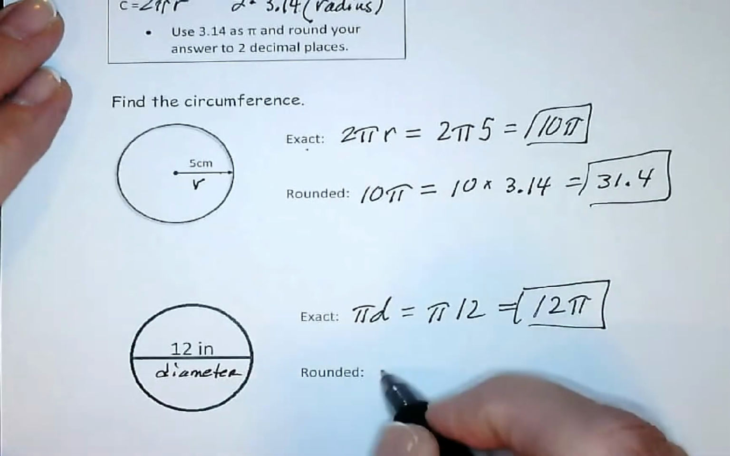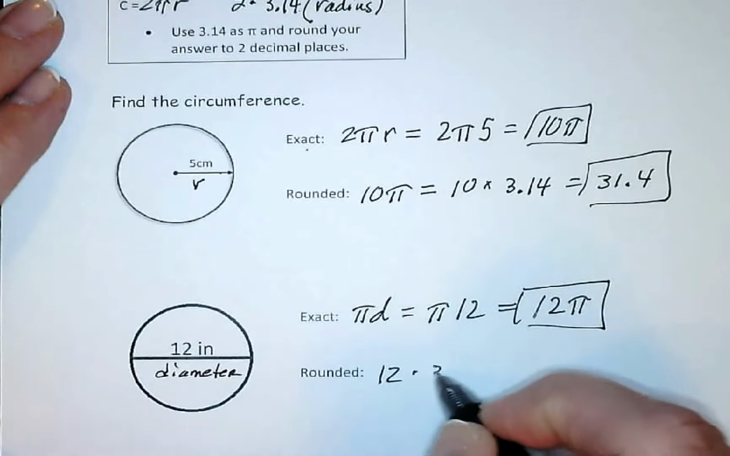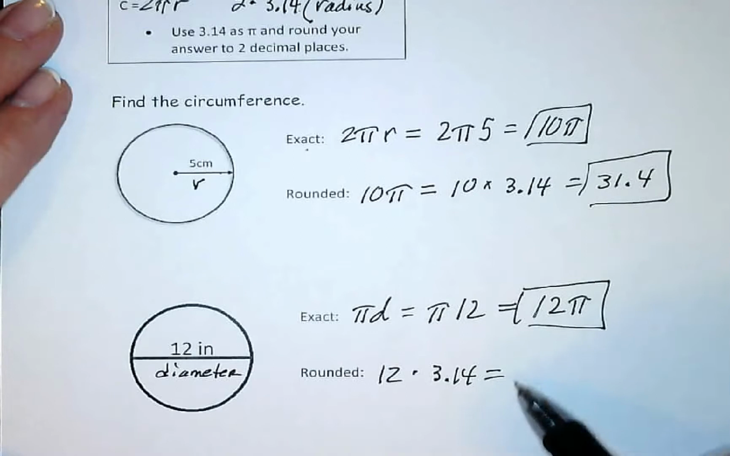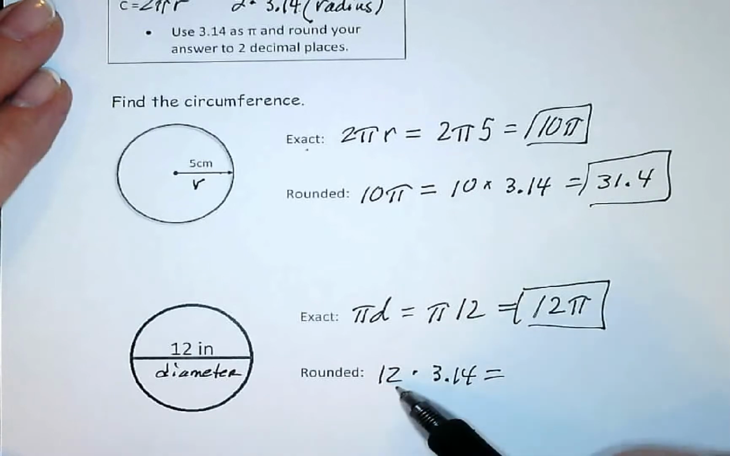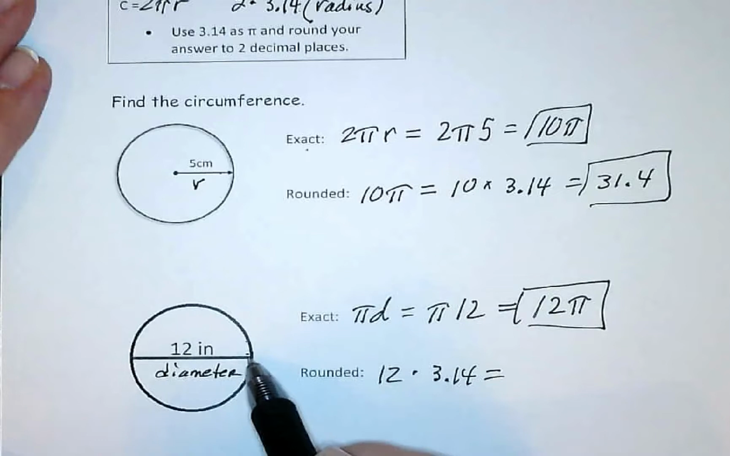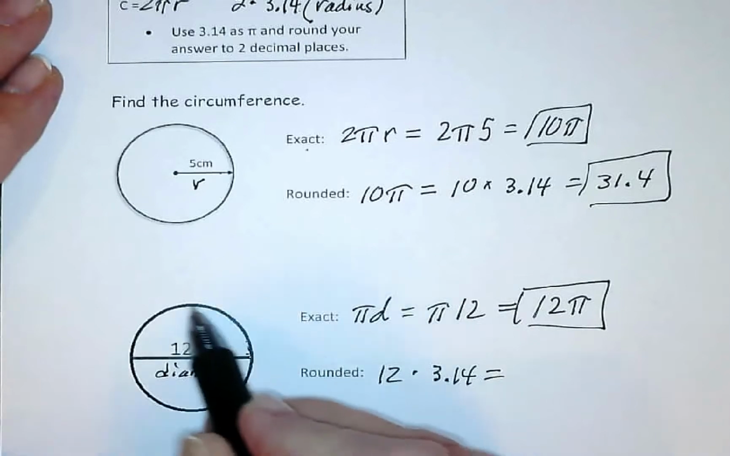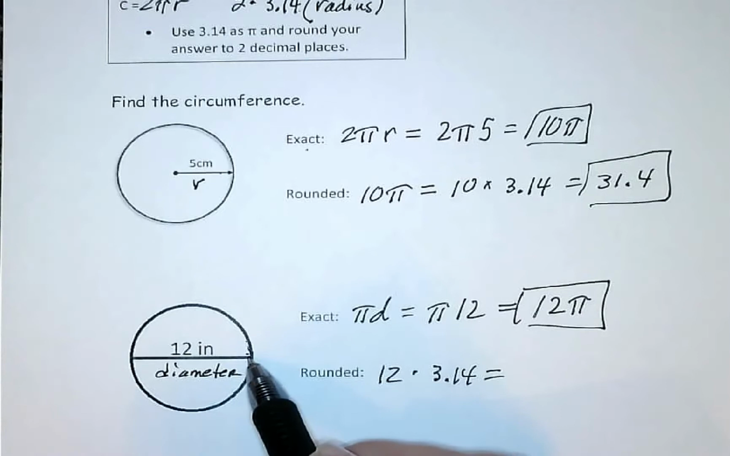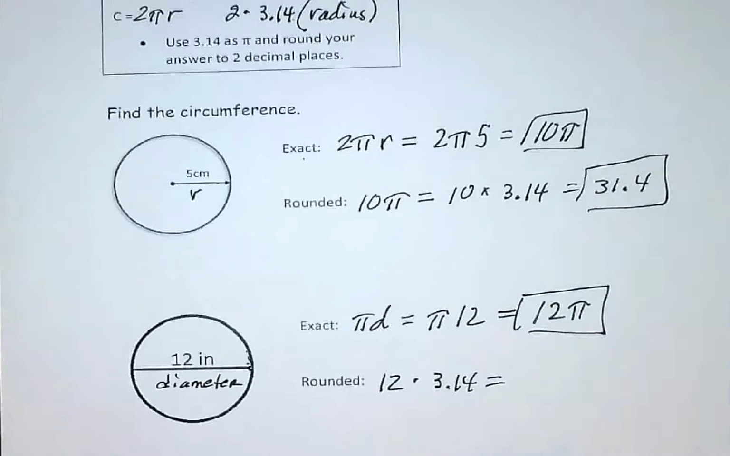If I want the rounded answer, I'm going to take 12 times 3.14, and that value would be the rounded off value of the circumference of this circle. In other words, if I started here and I walked all the way around and stopped there, that is the circumference of the circle. I think we'll just leave it there for a minute, and I'll come back with part 2.